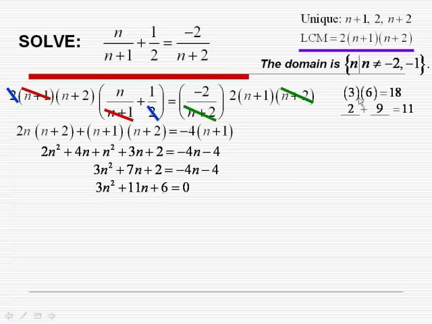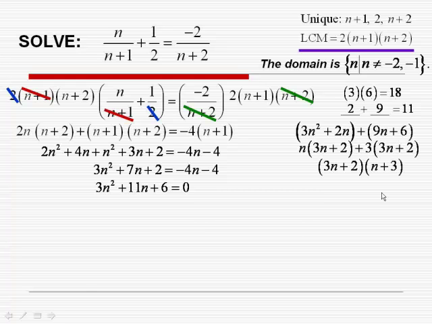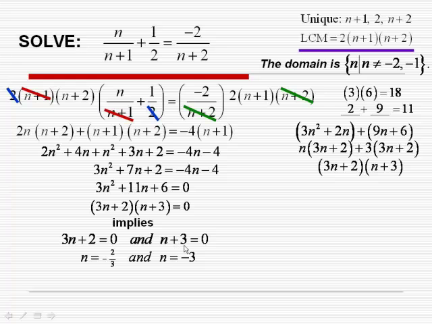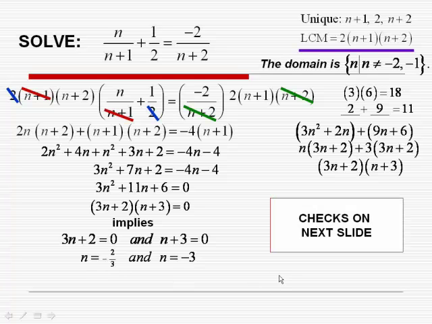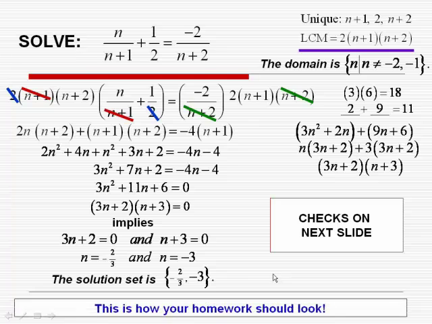I checked to see how to factor this, and it looks like we're going to have to use grouping. So we multiply the first term's coefficient times the last term, get our 18, and find factors of 18 that add to 11. We go through the grouping process and bring it back. This implies either the first factor equals 0 or the second, so we find our two solutions. Of course, we always need to check, but before we do, let's go back to the domain. We're okay because we didn't come up with a -2 or -1, so these values should be good. We're going to do the checks on the next slide.